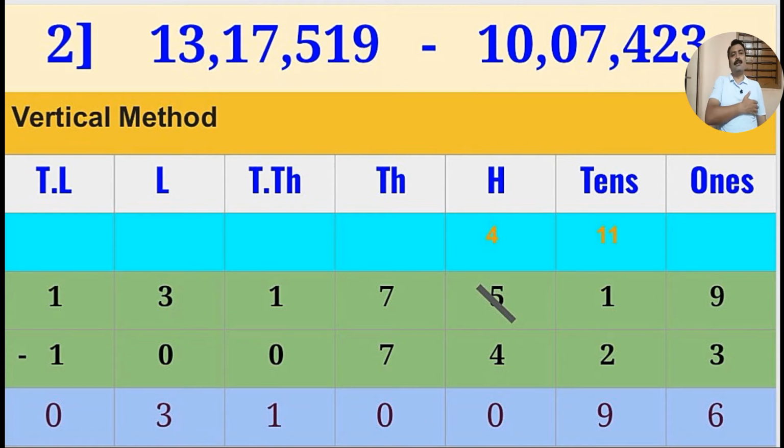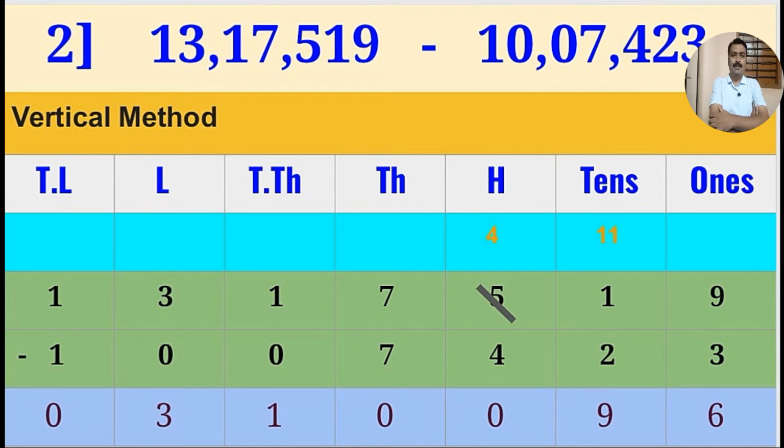Then we have to arrange the second number, 10,07,423 there. That number also we arrange in the opposite way starting from ones place. So in ones place, if you observe, we arrange 3 below 9 there. In tens column we arrange 2 below 1. In hundreds column we arrange 4 below 5. In thousands column we arrange 7 below 7.